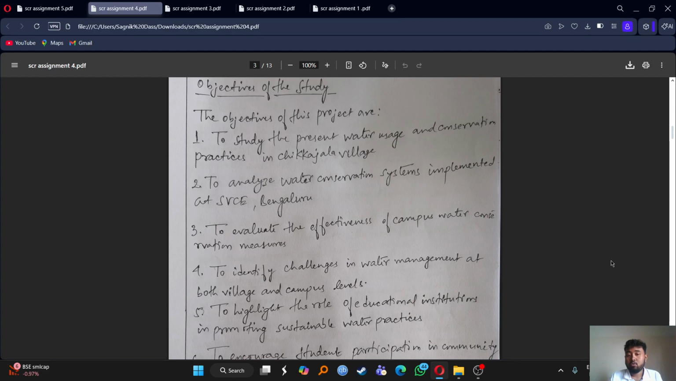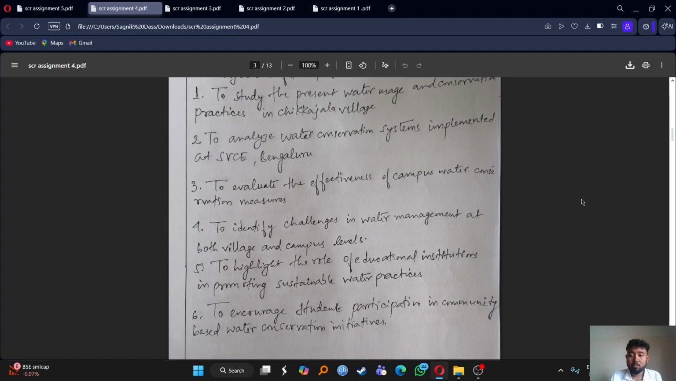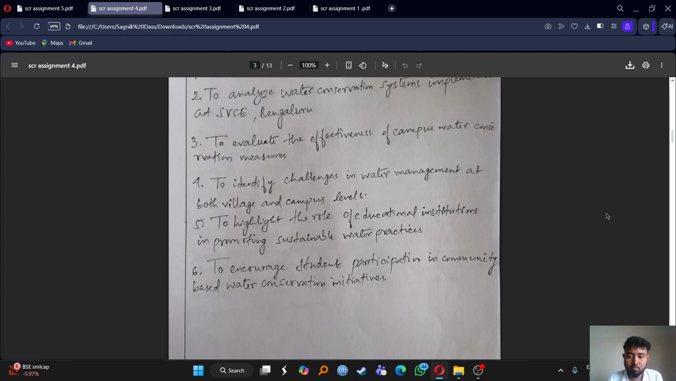The objectives of the study are to study the present water usage and conservation practices in Chikjala village, to analyze water conservation systems implemented at SVC Bengaluru, to evaluate the effectiveness of campus water conservation measures, to identify challenges in water management at both village and campus levels, to highlight the role of educational institutions in promoting sustainable water practices, to encourage student participation in community-based water conservation initiatives, and to check whether the students and the nearby local residents practice water conservation in their daily lives or not. We check that also and encourage them.